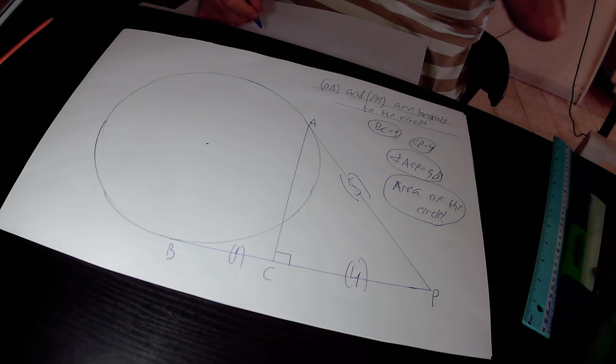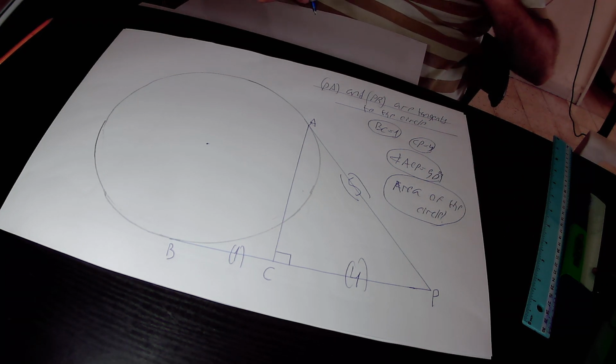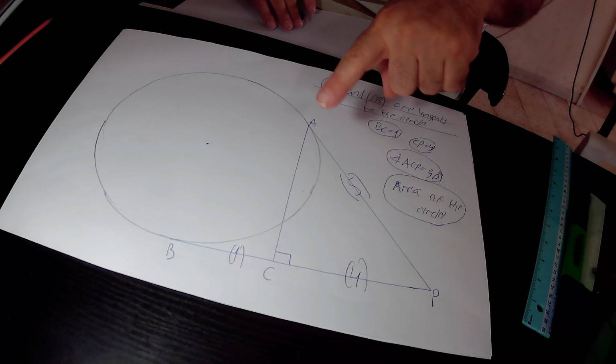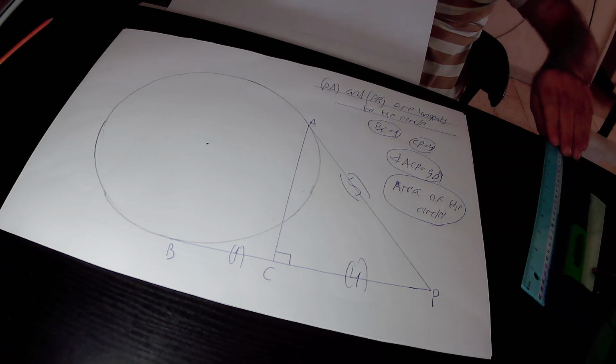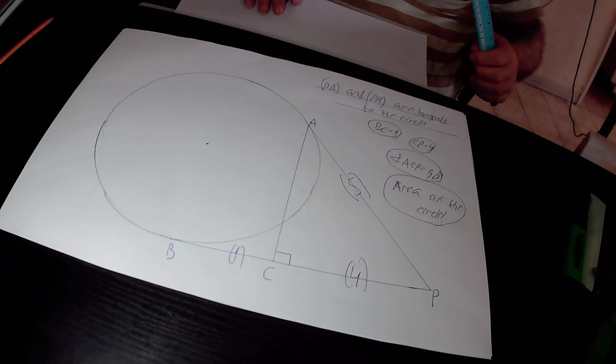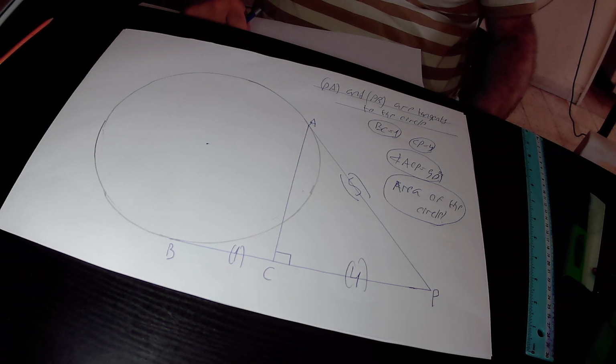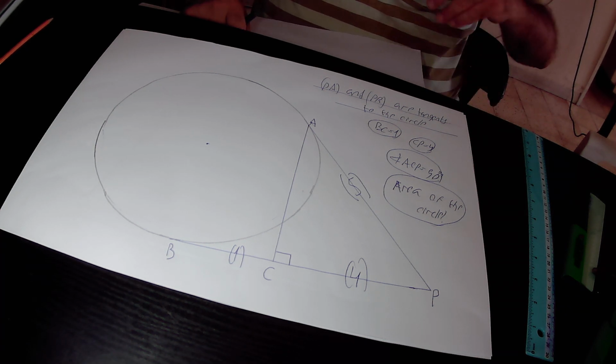In the next step, I'll copy the right triangle ACP in a new page, and we will implement the Pythagoras theorem on this right triangle ACP. According to the Pythagoras theorem, in any right triangle, the square of the hypotenuse is equal to the sum of the squares of the perpendicular sides.